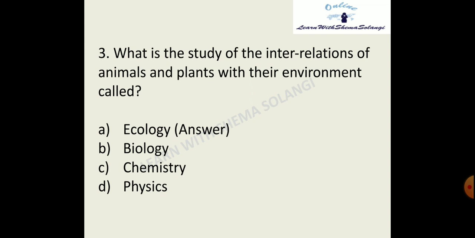Ecology is basically the scientific study of relationships between organisms and their environment, and it includes the study of distribution and abundance of organisms as well as the interactions between them and their physical surroundings. The interrelations of animals and plants with their environment is called ecology.